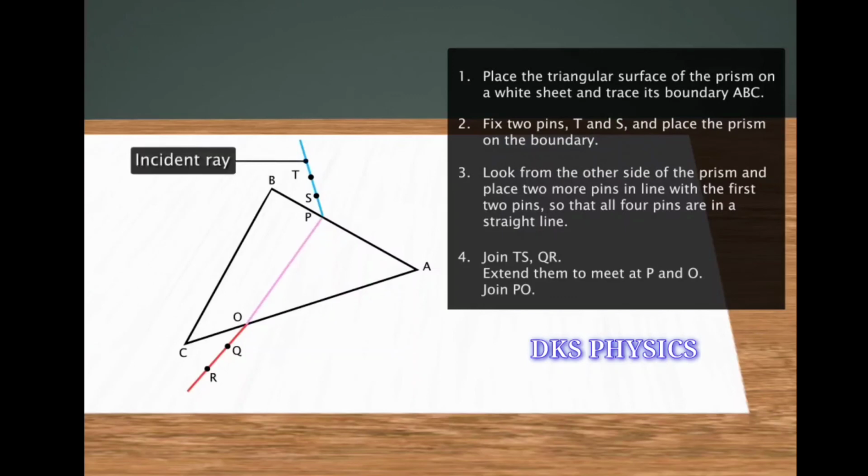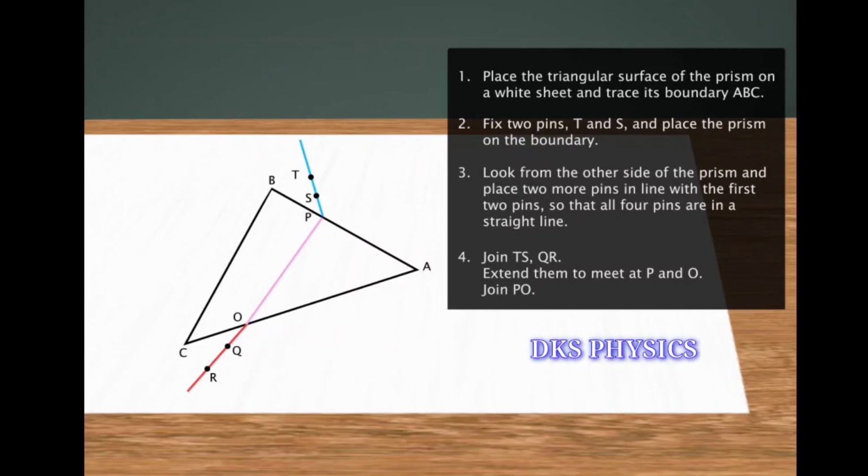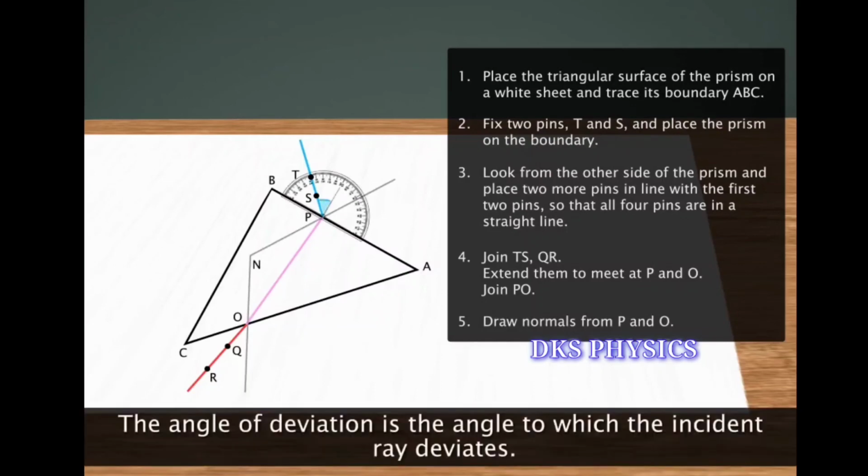TP represents the incident ray, PO represents the refracted ray, and OR represents the emergent ray that bends towards the base. Draw normals PN and ON at points P and O respectively. Mark I as the angle of incidence and R as the angle of refraction. The incident ray is extended forward and the emergent ray is extended backwards. They meet at M, forming the angle OML. Measure the angle. This angle is called the angle of deviation.